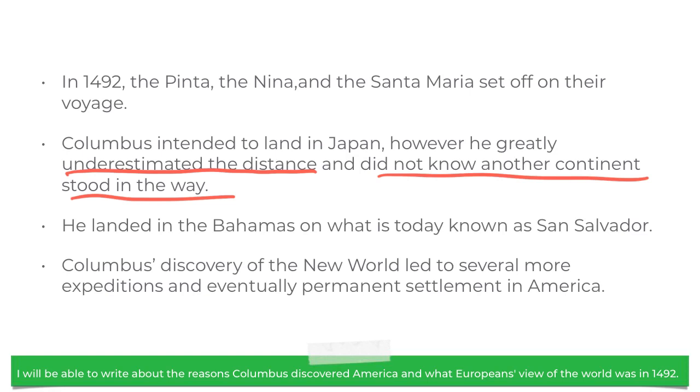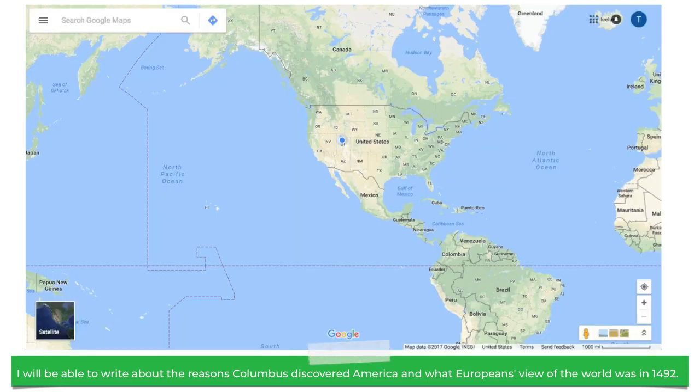So Columbus's discovery leads to several more expeditions and eventually permanent settlement in America, and it changes really the course of history. So just to explain this on a map, you see over here Spain, where Columbus leaves, and he sails west, and his goal is to get to Asia, to Japan, what we know as Japan. And so he sails west, and he runs into the islands off the coast of Florida here in the Bahamas.